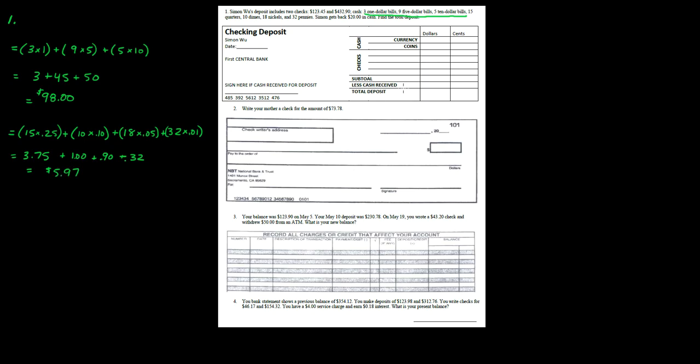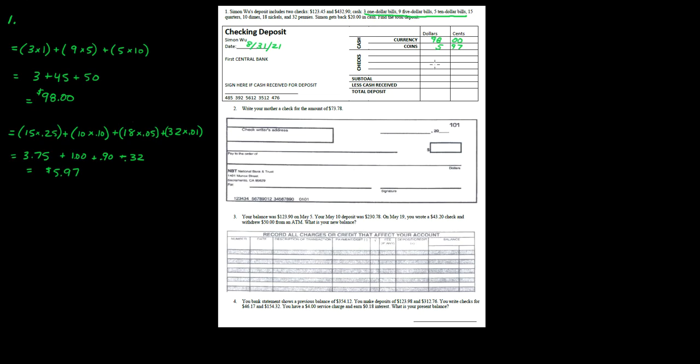$5.97. So up in the top checking deposit, we always want to put the date. We'll say today is August 31st. We'll say it's 2021. So for the currency, we would write $98.00. For the coins, $5.97.